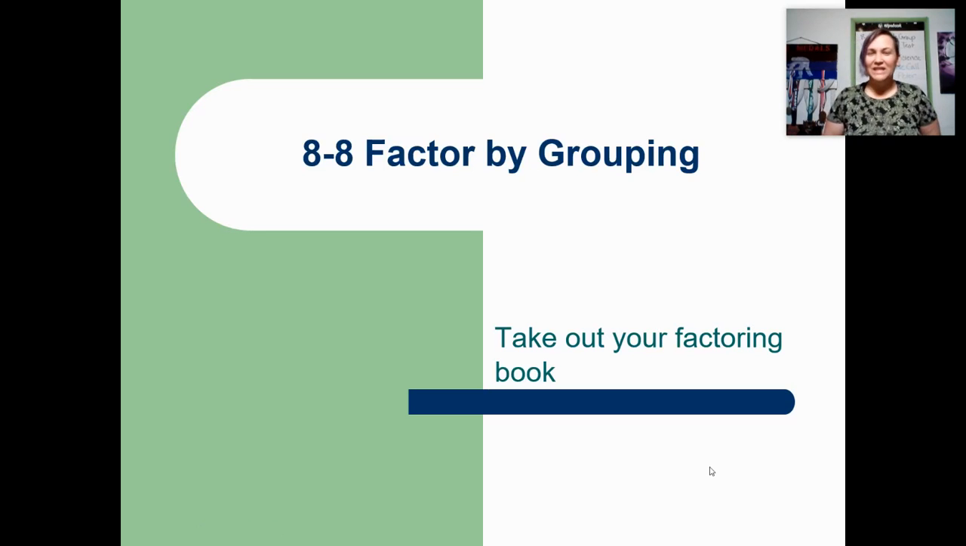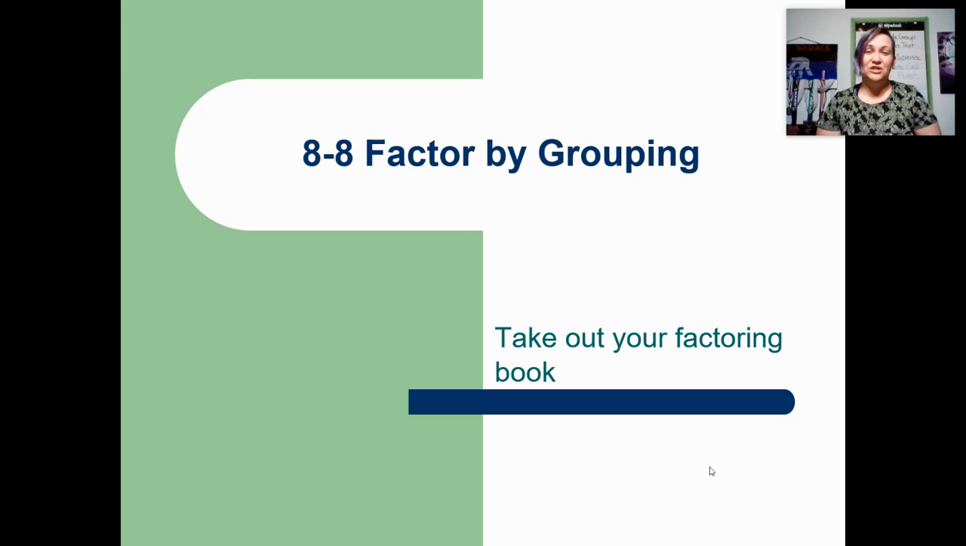All right, guys, we're going to continue with factoring by grouping. Remember that we're writing in our factoring book. We're going to do two examples. It's actually going to be the same example twice. I'm going to show you two different ways to do it. And you can write both of them down here in the bottom of your factoring book.